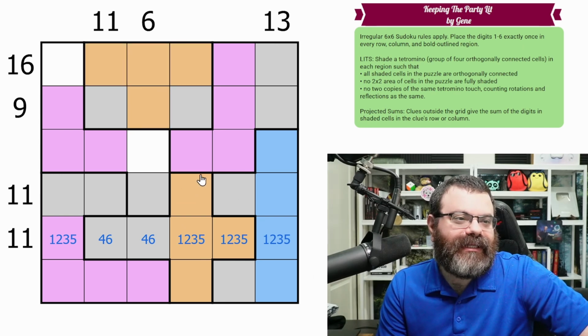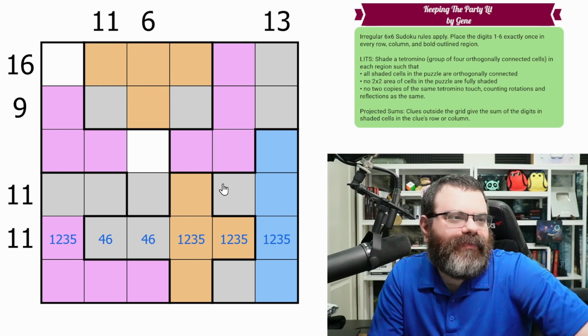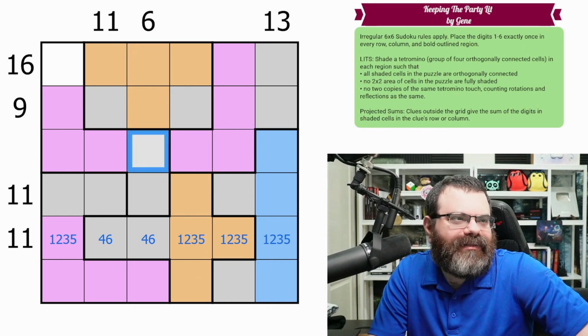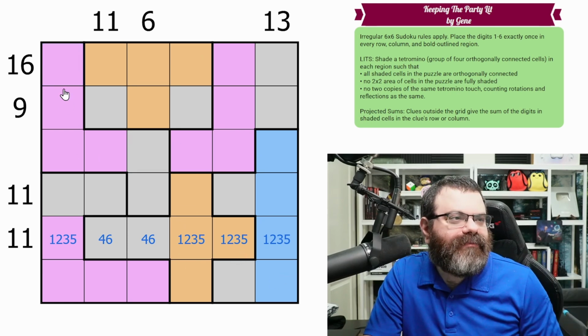The only thing I'm missing is I'm not going to get an S in this puzzle. Oh well. So I can't connect this L to this L, so I'm going to have to connect this L to that T. And now I'm shaded. Nice. Okay, so projected sum.